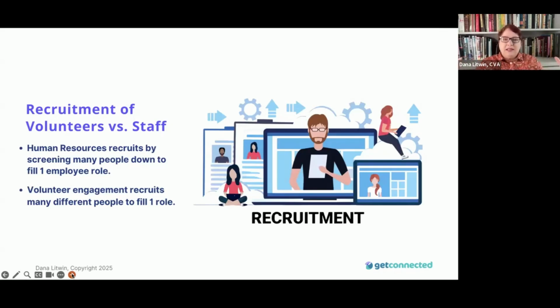We want to make sure that role is accessible to as many different kinds of people as possible that have the necessary overlap of skills and experience that make them a good fit for that role. Again, whether it seems like a simple task or a major responsibility.